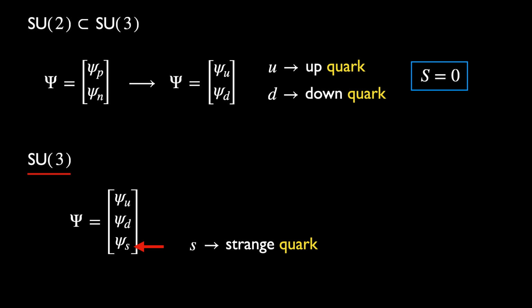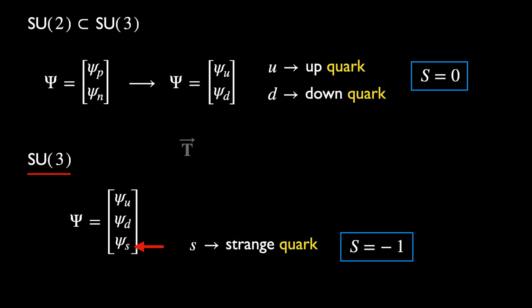Remember that the up and down has s equals 0. Let's assign a strangeness of -1 to the strange quark. This extra quark could explain the mass variance between the SU2 multiplets within the SU3 multiplet if its mass is much different from the other 2 quarks. Let's assume that this is a heavier quark, which would explain why it was discovered after the other 2, because it takes more energy to produce and decays faster.